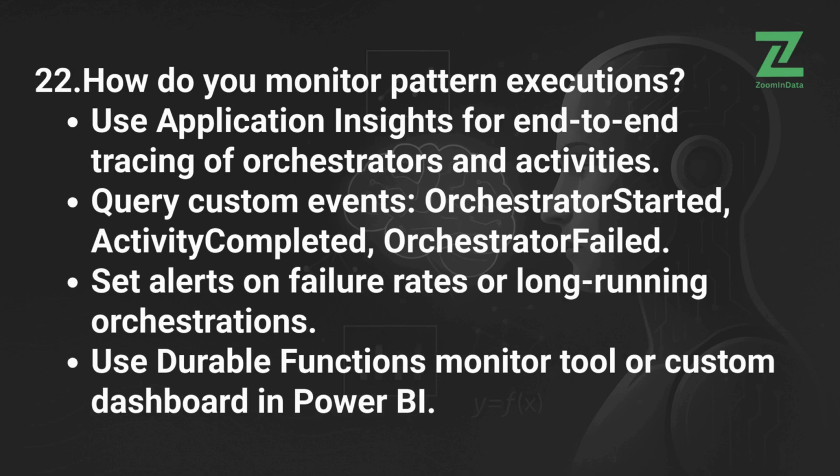How do you monitor pattern executions? Use Application Insights for end-to-end tracing of orchestrators and activities. Query custom events: orchestrator started, activity completed, orchestrator failed. Set alerts on failure rates or long-running orchestrations. Use the Durable Functions Monitor tool or a custom dashboard in Power BI.